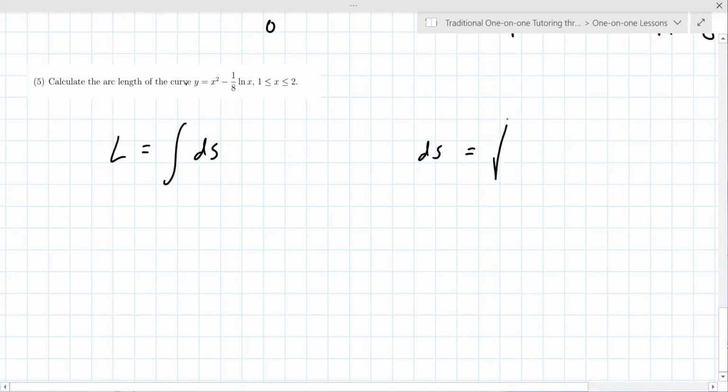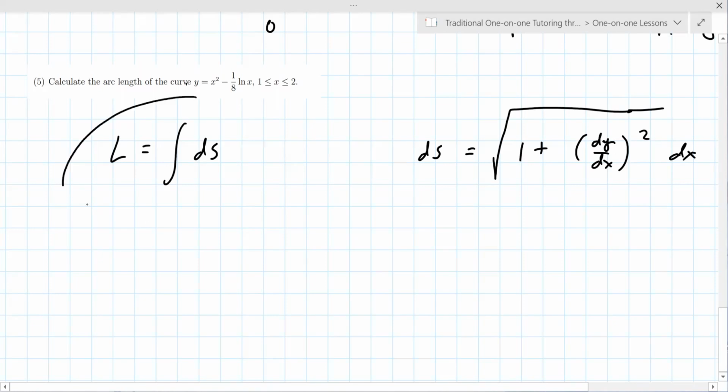So the arc length is again the integral of ds, and this is very similar to the last one. ds is either the square root of 1 plus (dy/dx) squared dx, which is what we want in this case, or if it's given in terms of y, you would use the square root of 1 plus (dx/dy) squared dy. So in this problem, all you literally need is the derivative of this.